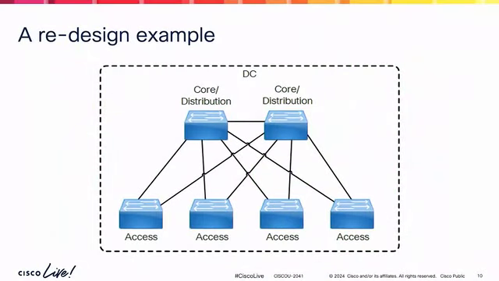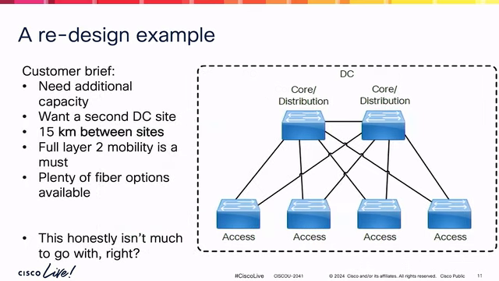We have a very small data center here, collapsed core distribution, very small customer. So this is what they have today. You get a call from the customer, and they say, we need additional capacity and we want a second DC site. Okay, who doesn't want a second DC site?